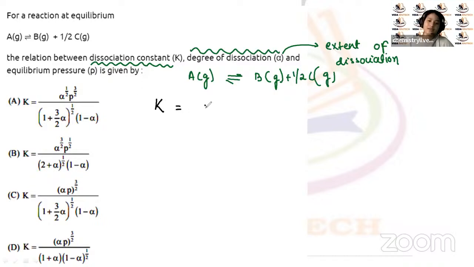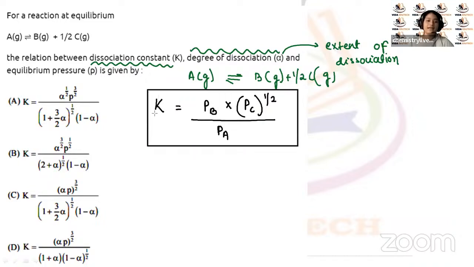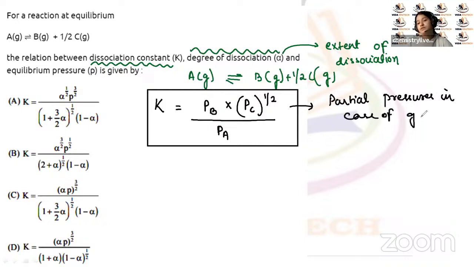K is going to be P of B into P of C to the power 1 by 2 divided by P of A. Yes, because this is the general rule of your equilibrium constant, that we have to take partial pressures in case of gases. So we have taken in general. Okay. Now what is given?